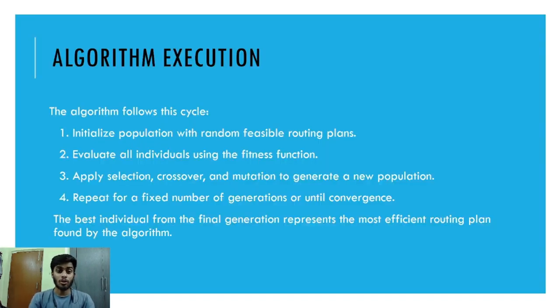Now, my algorithm execution. The algorithm follows this cycle. First, it initializes the population with random feasible routing plans. Second, it evaluates all individuals using the fitness function.